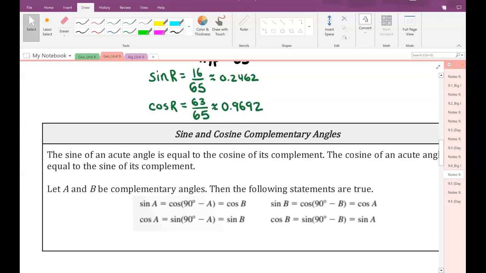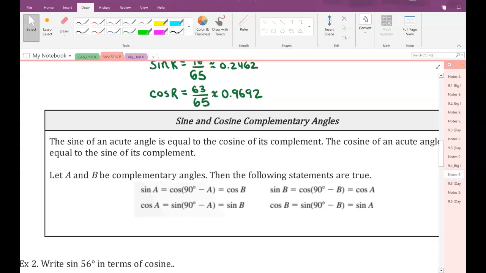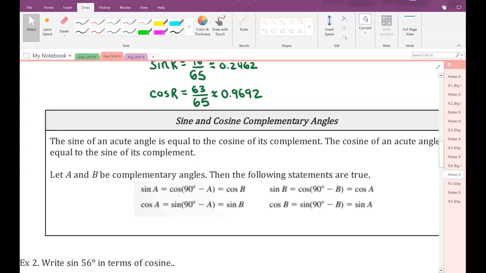Again, that's just starting at a basic level. We'll dig in more. We're going to spend 2 days on this, so we're just starting with a basic level understanding of sine and cosine.